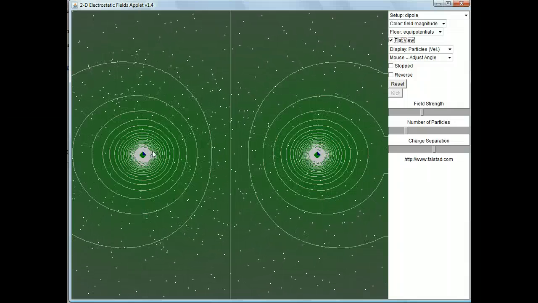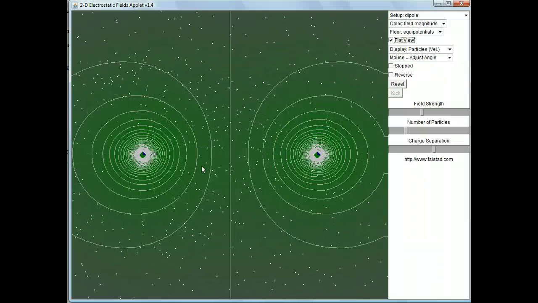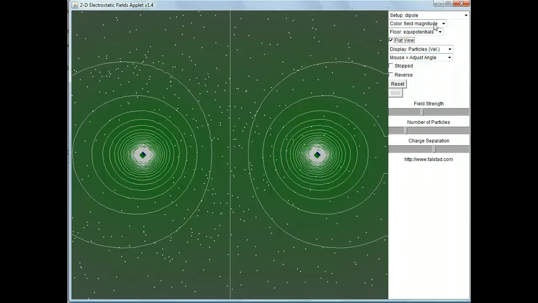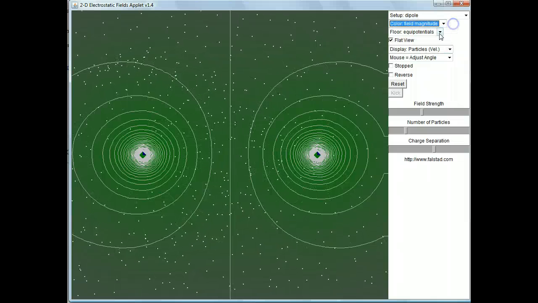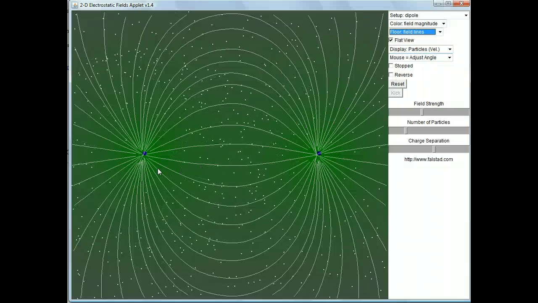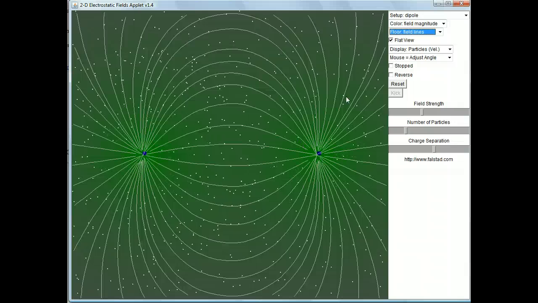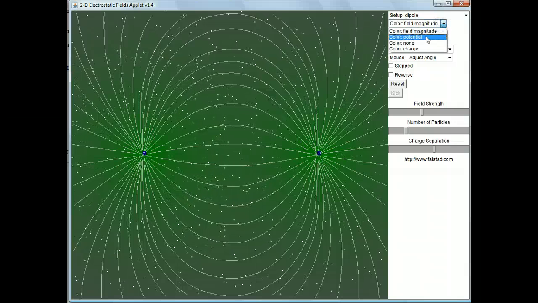The electric field is really strong in these regions, and it becomes weaker as we get in here. And what I'm going to do now is show you the field lines. So these are what the field lines look like, and I can't quite show everything at once.